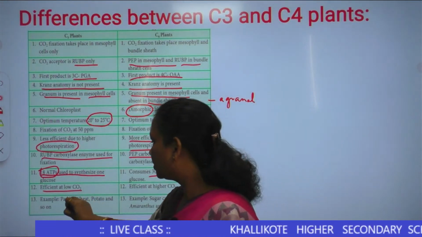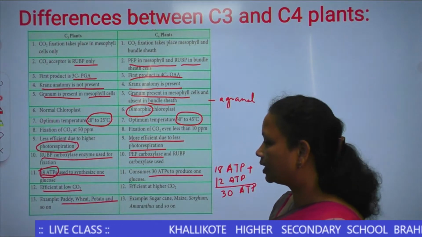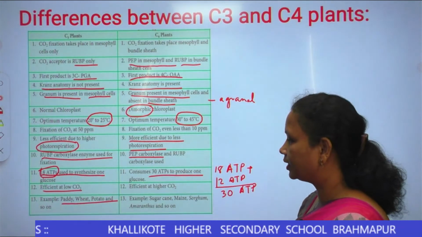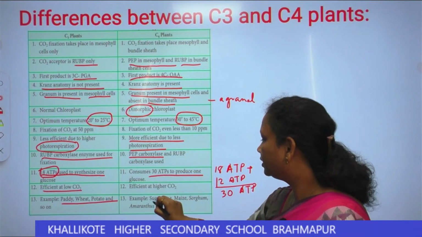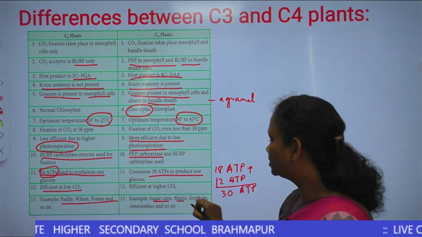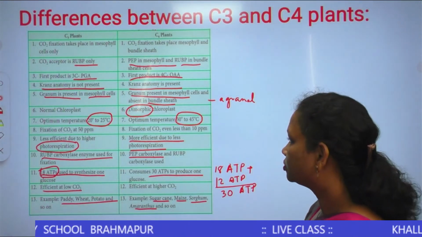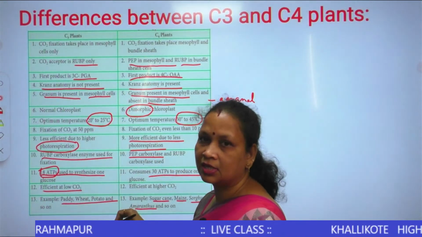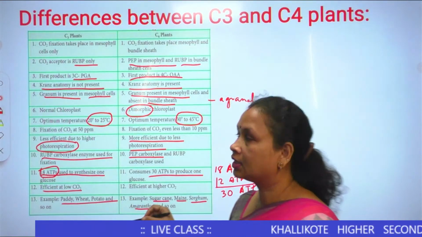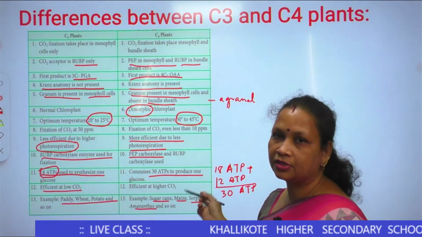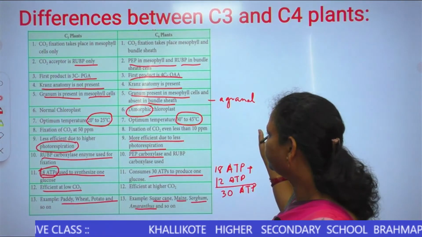Examples of C3 plants are potato, wheat and paddy, most of the plants, and here you have sugarcane, maize, sorghum, amaranthus and so on. So, these are the basic differences that you have to remember between the C3 plants and the C4 plants.